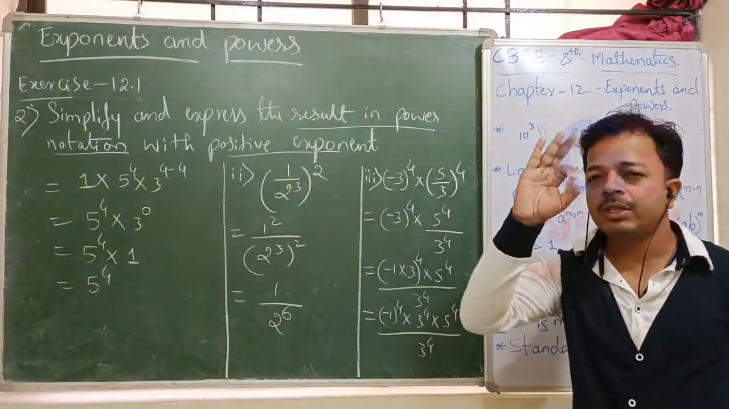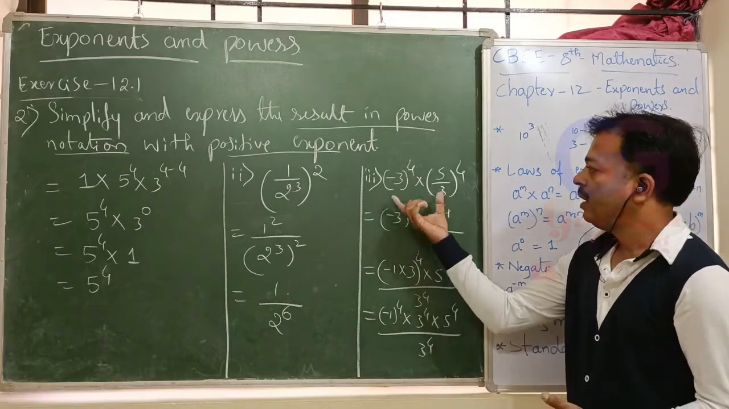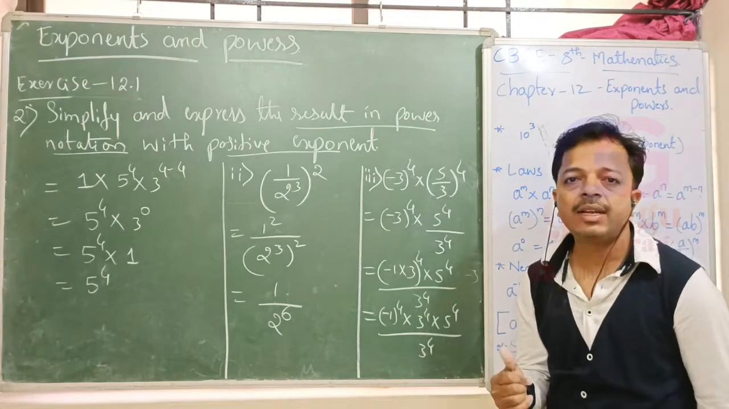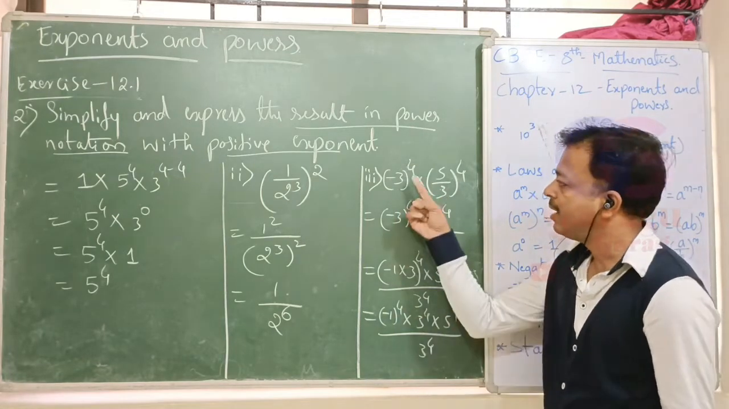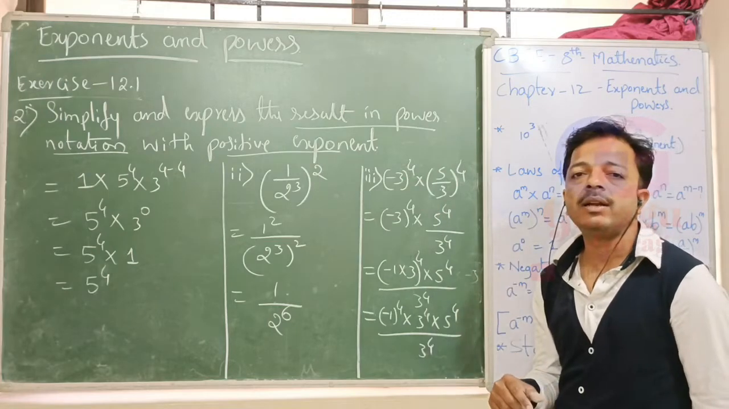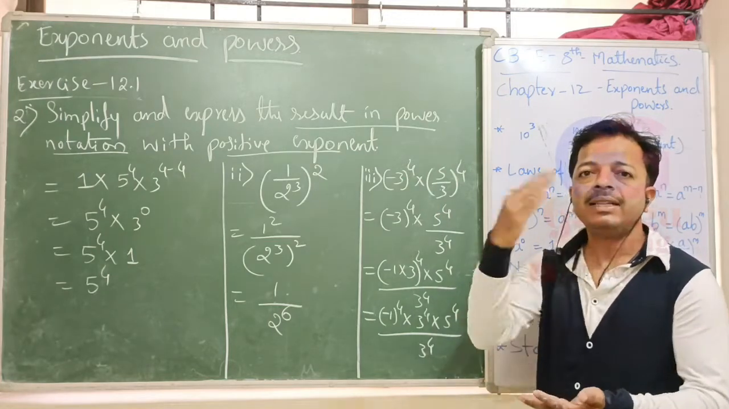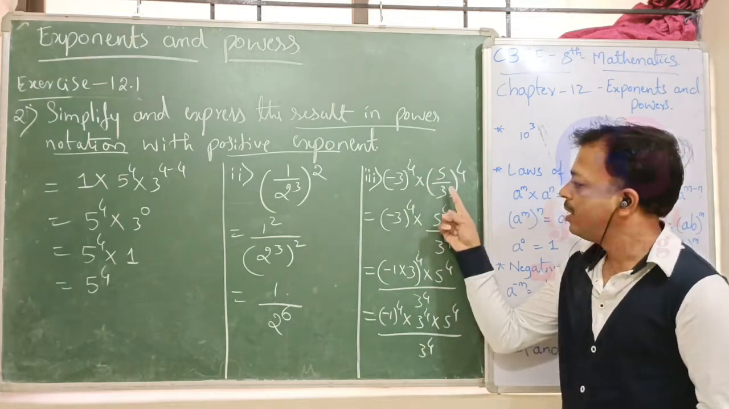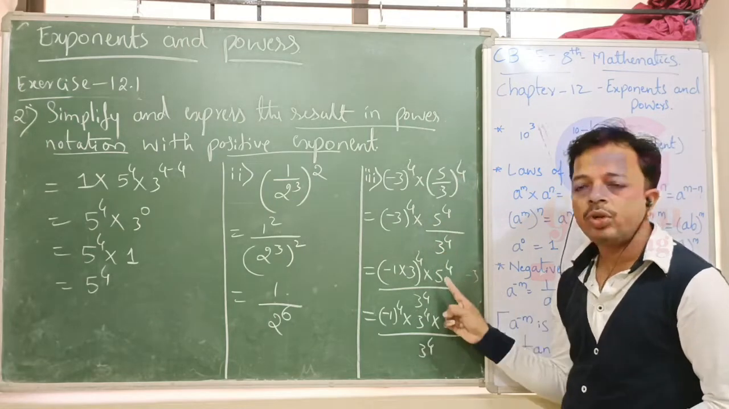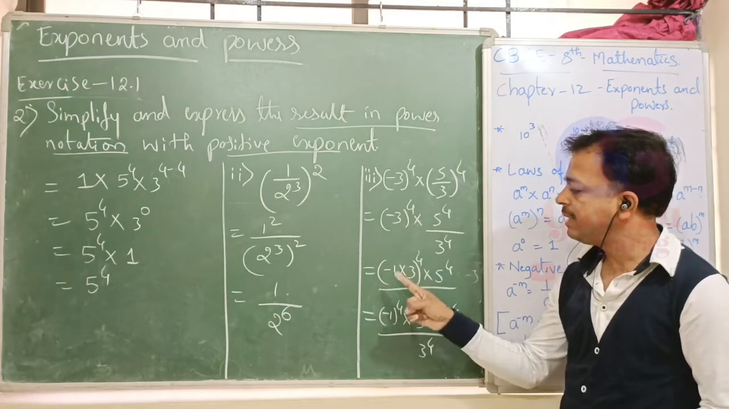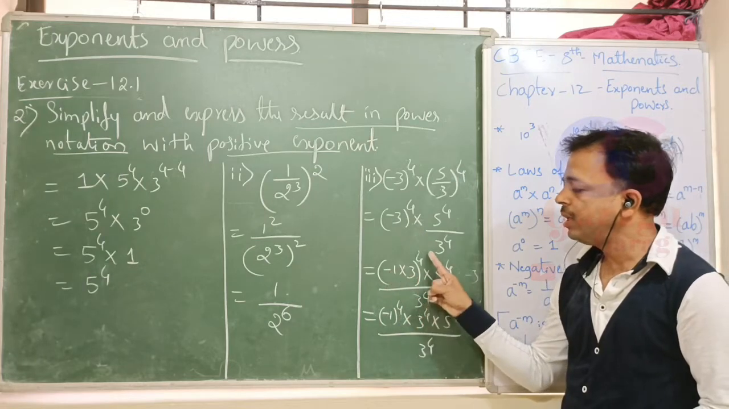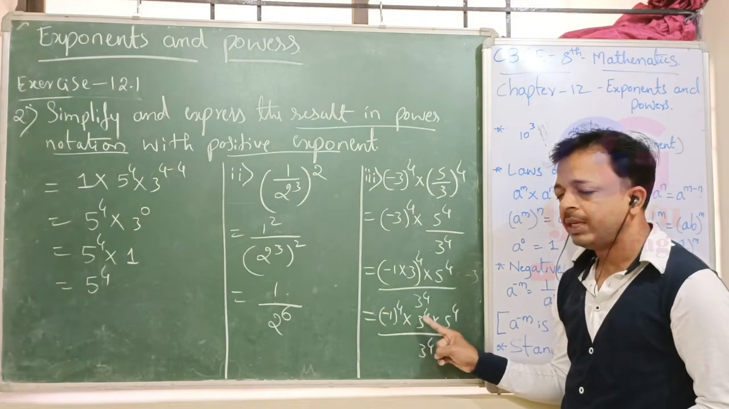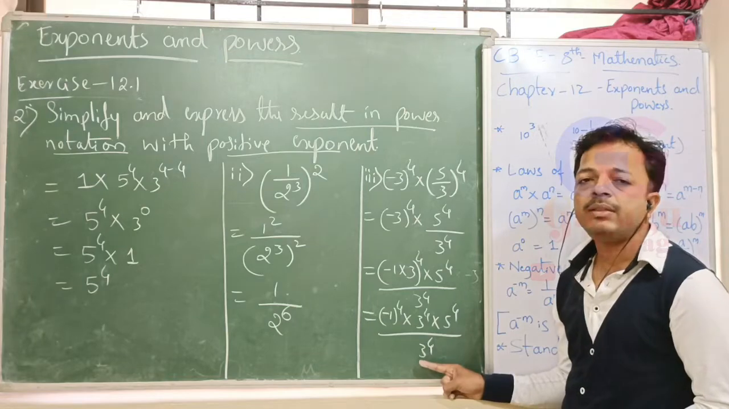This is a little different. Based on the question, some students will think that this is the final answer. No, it's not the final answer, because here minus 3 is there, here also 3 is there. How to make it 3 and 3 and then simplify it. Here minus 3 raised to 4 into 5 by 3 whole raised to 4. Separate 5 raised to 4 divided by 3 raised to 4, and then separate the minus 3: minus 1 into 3 whole raised to 4, take the 4 inside. So that is minus 1 raised to 4 into 3 raised to 4 into 5 raised to 4 divided by 3 raised to 4.